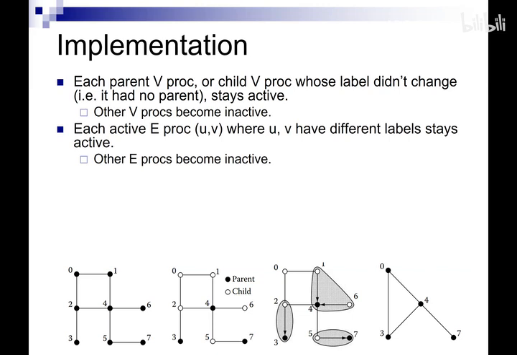Also, for these edge processes, they're going to stay active when their two endpoints have different labels. For example, this edge process has endpoints with different labels, 0 and 4, so it's going to stay active. But for this edge process, its endpoints have the same label, they're both 4, so in that case it's going to become inactive.